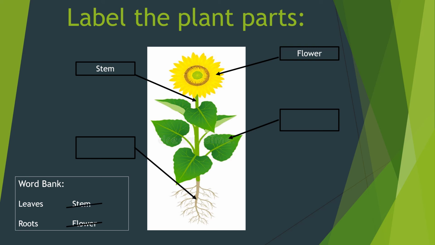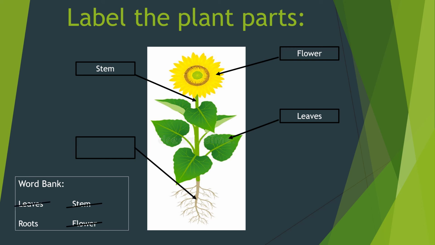Okay. Next, we're pointing to a big green part. It's kind of hanging off of that stem. And there's 1, 2, 3, 4, 5, 6 that look like that. What part of the plant is that? Yep, you're right. It's the leaves. Good job. Crossing that off my list.